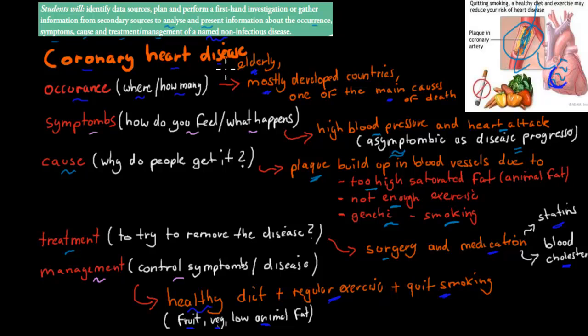Right? So that was just the one you need to know about a named non-infectious disease. In this case, occurrence, symptoms, cause, treatment, and management, whichever one you choose to take. But this was just a quick summary of the 6th context point. Hopefully that was useful.